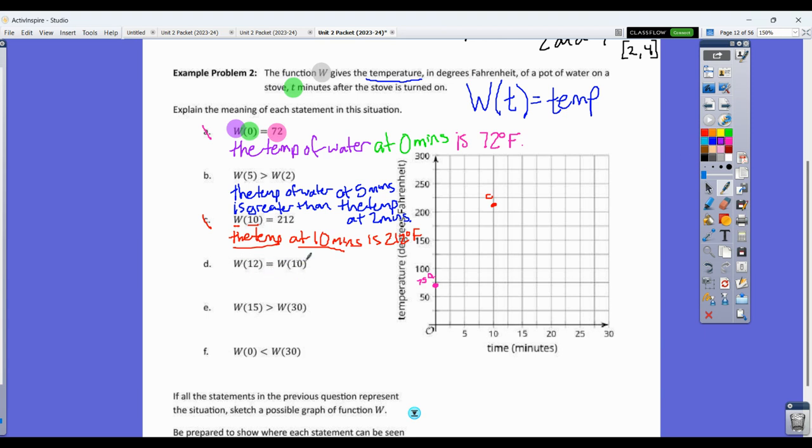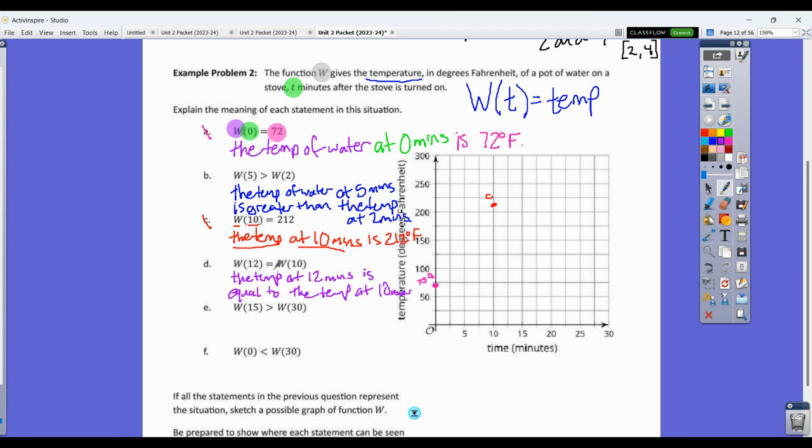Now, W of 12 is equal to W of 10. So the temp, that's what you say for the W, at 12 minutes is, in this case, equal to the temp at 10 minutes.